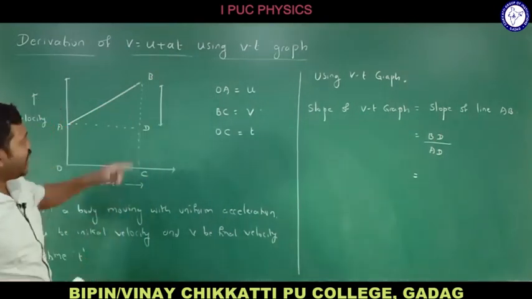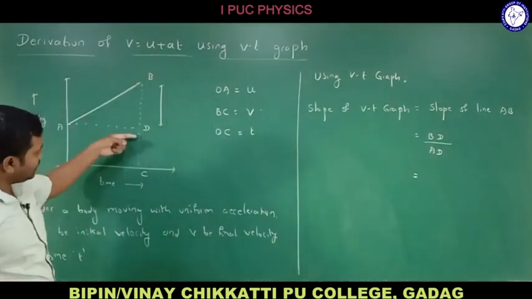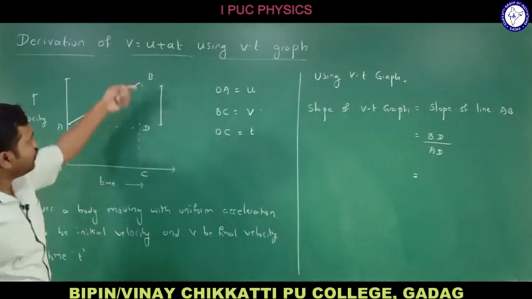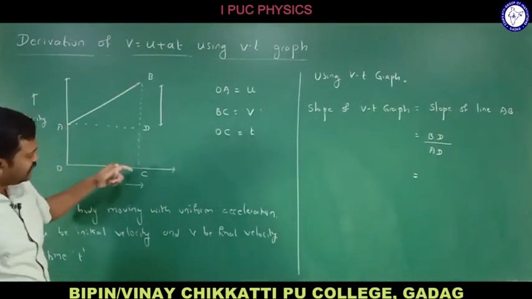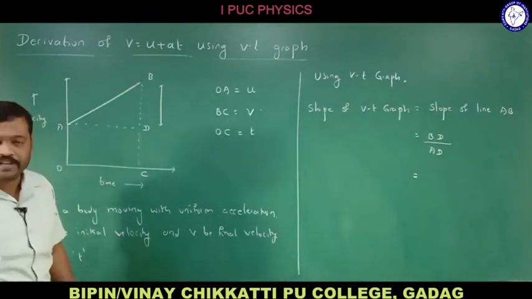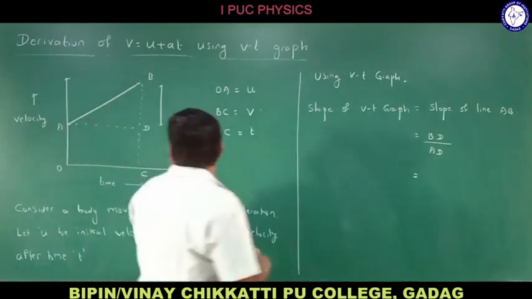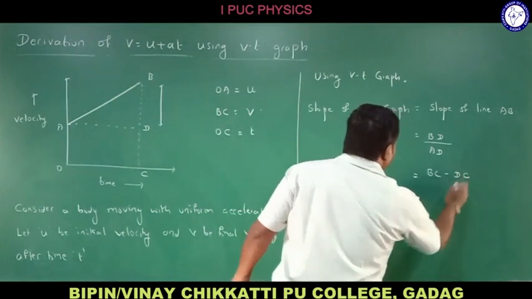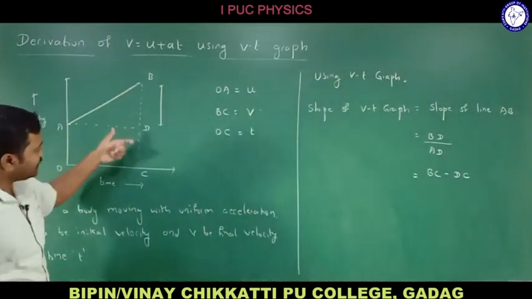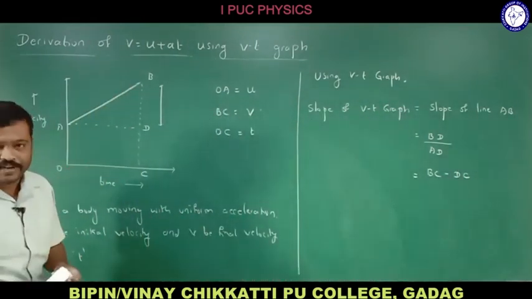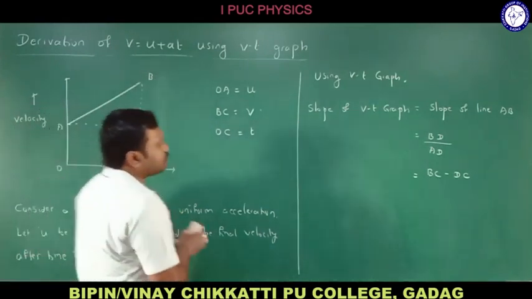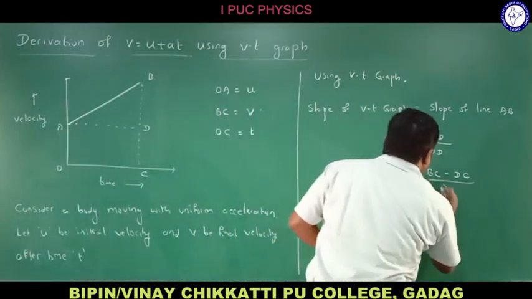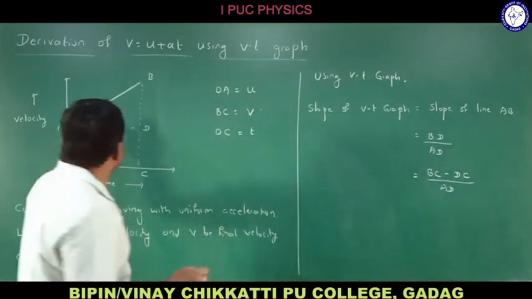BD can be written as BC minus DC. BC minus DC gives BD, right? So instead of BD, let me write BC minus DC. Now divided by AD. So what is AD here? Shall I write like this?